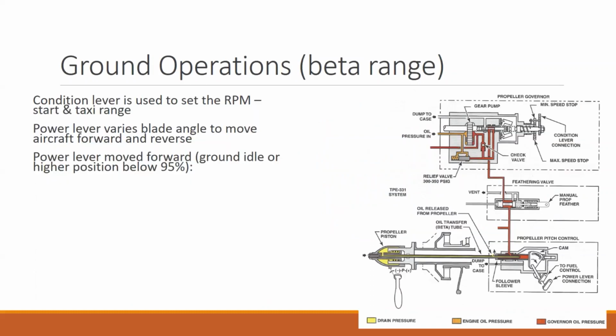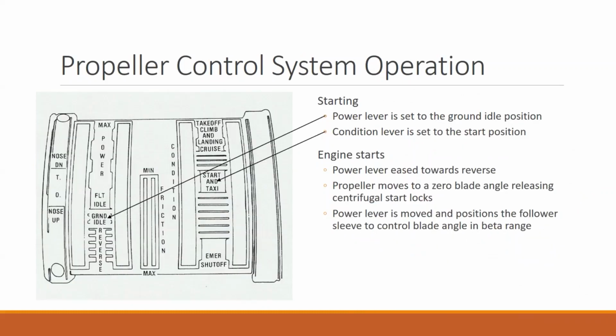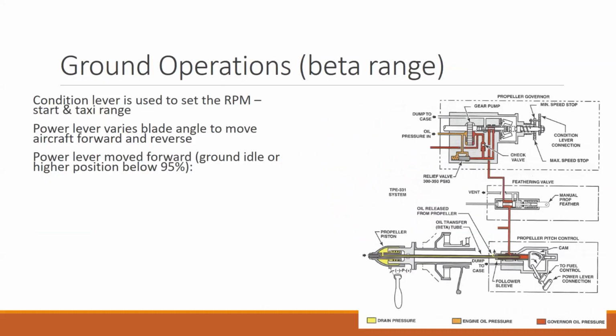Okay? The power lever now is primarily going to set the direction, whether we go forward or reverse, but it's primarily going to vary the blade angle. Our engine's going to be at a relatively low RPM setting, and at that low RPM setting we can push our lever forward to go forward, or pull back to go back.